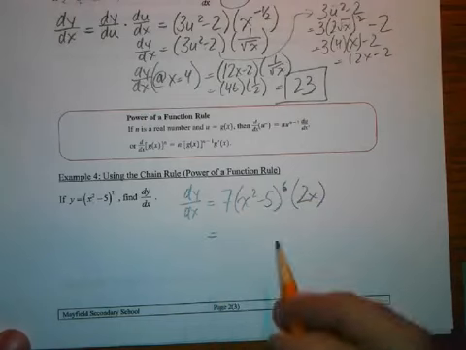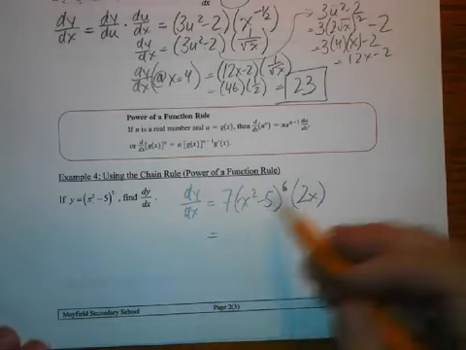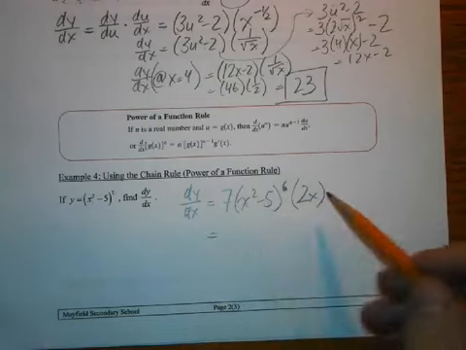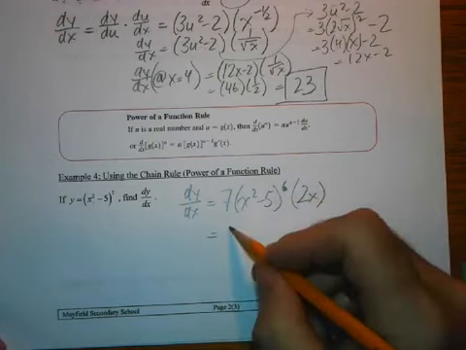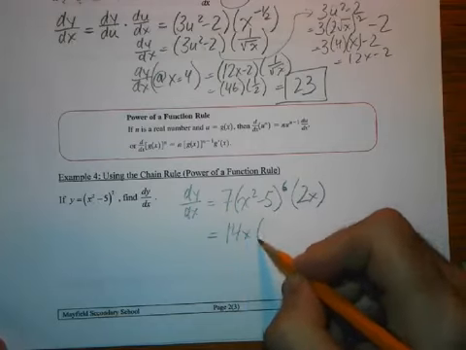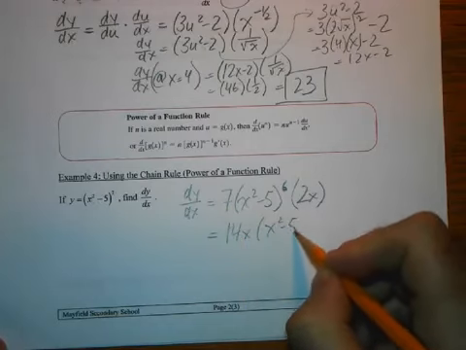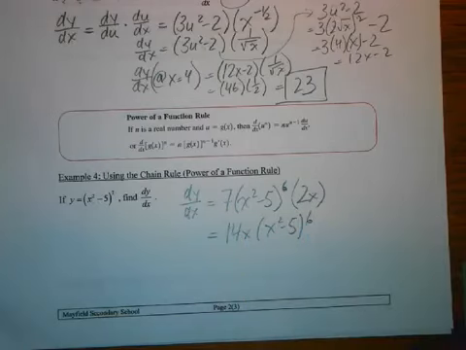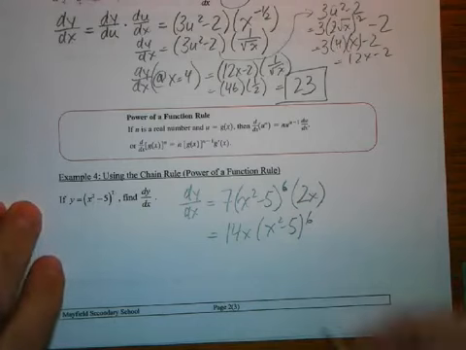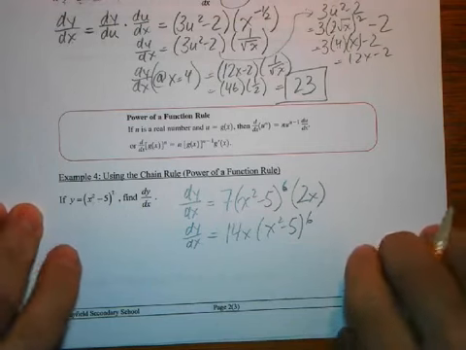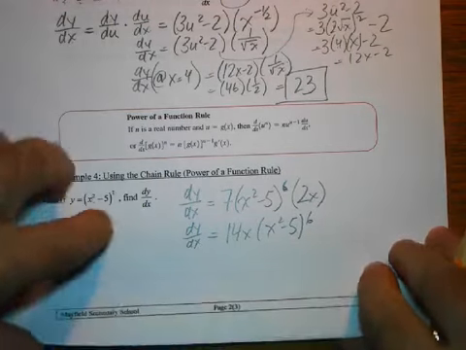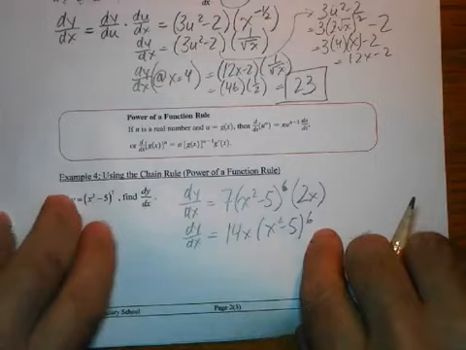So you shouldn't leave it like this, because you can very easily make this look less complicated if you just multiply the 7 with the 2x. So that would be 14x times (x squared minus 5) to the power 6. And that would be the final answer. Definitely don't expand what's in the brackets.